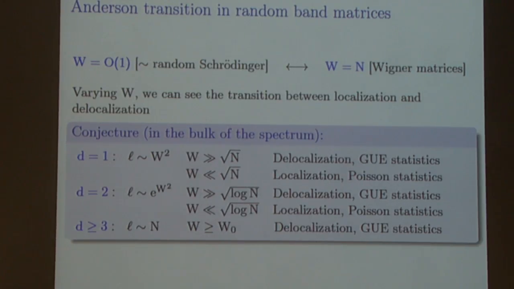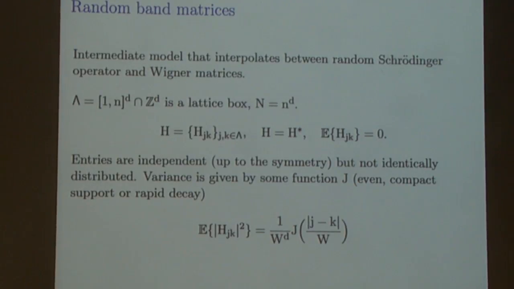So what is the conjecture about the transition? Varying W, fixed W means that we are close to random Schrödinger behavior, and W equal to N means Wigner matrices, and so Gaussian behavior like that. The conjecture is the following: in dimension 1, the localization length is W squared, which, if we speak about random matrices, means the following. Sorry, what is the dimension in terms of matrices? N times N. And N is the dimension of the matrix. D does not mean the dimension of the matrix, it means the dimension of the box that you have here. So J doesn't necessarily belong to the integers, it could belong to a higher dimensional lattice. Yeah.